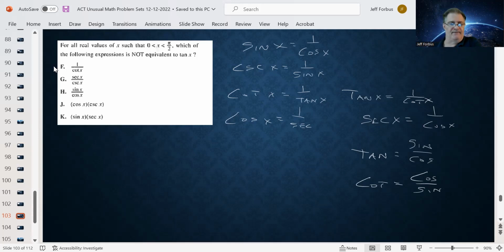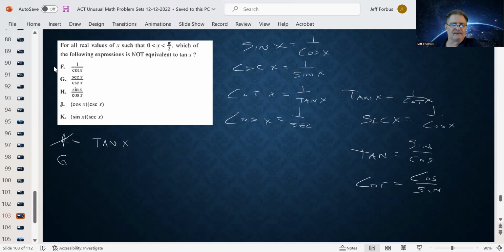Okay, so look at F. First of all, the question says for all real values of x, where x is between 0 and pi halves, which of the following expressions is not equivalent to tangent of x? Okay, so 1 over the cotangent. 1 over cotangent, if we look over here at our formulas, that's the tangent of x. So F works out to being the tangent of x. So it's not F.